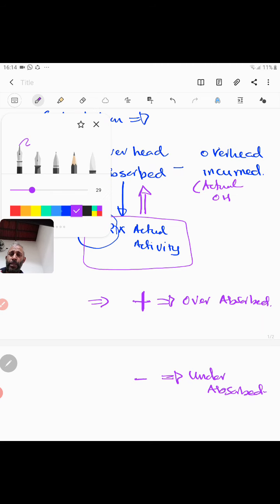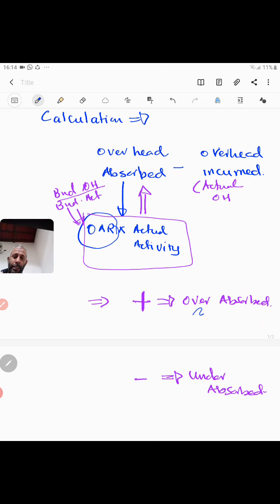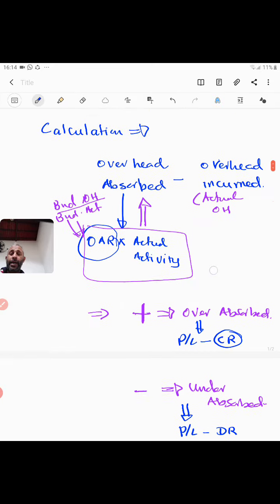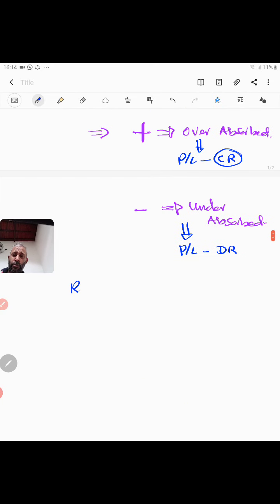When we have a positive answer for this, it has to be taken to the profit and loss account as a credit entry. But when it's under absorbed, then in the profit and loss account, you have to record it as a debit entry. The credit entry will be considered like another income, whereas the debit entry will be considered like an expense. Also, you need to find out the reasons for over or under absorption.